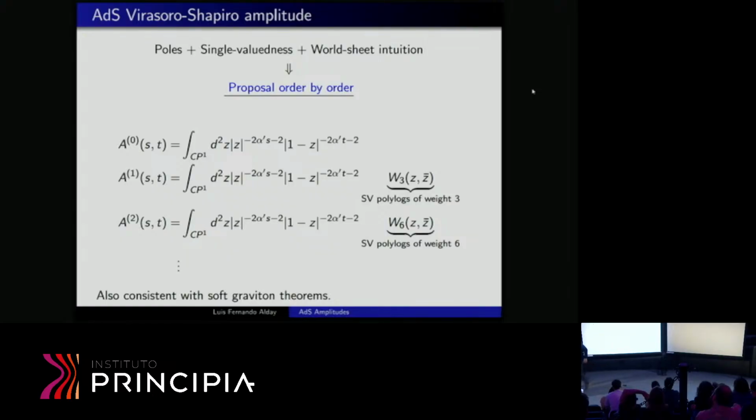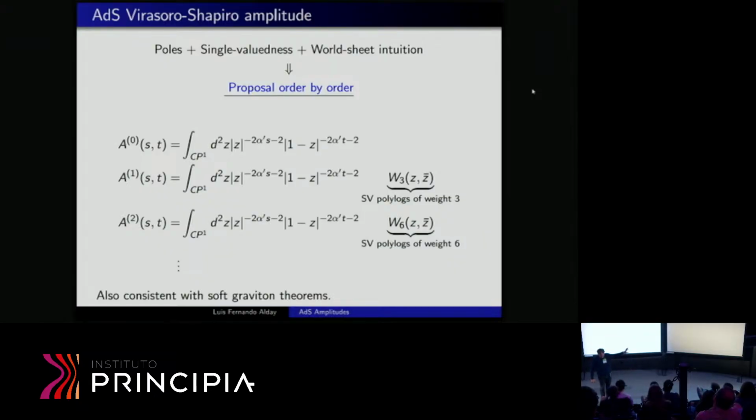integral, this worldsheet representation. And notice that if you want to add something that produces quartic order poles, something that you could put is a log cube of z bar. Because log cube of z bar is like taking 3 derivatives with respect to S, and if you take 3 derivatives with respect to S of a single order pole, you get a quartic order pole. So our proposal is that A1 is given by the same integral representation with the extra insertion of single-valued polylogs of weight 3. And in the same way, A2 is given by the same worldsheet representation with single-valued polylogs of weight 6. We have 4 different ways of understanding this.